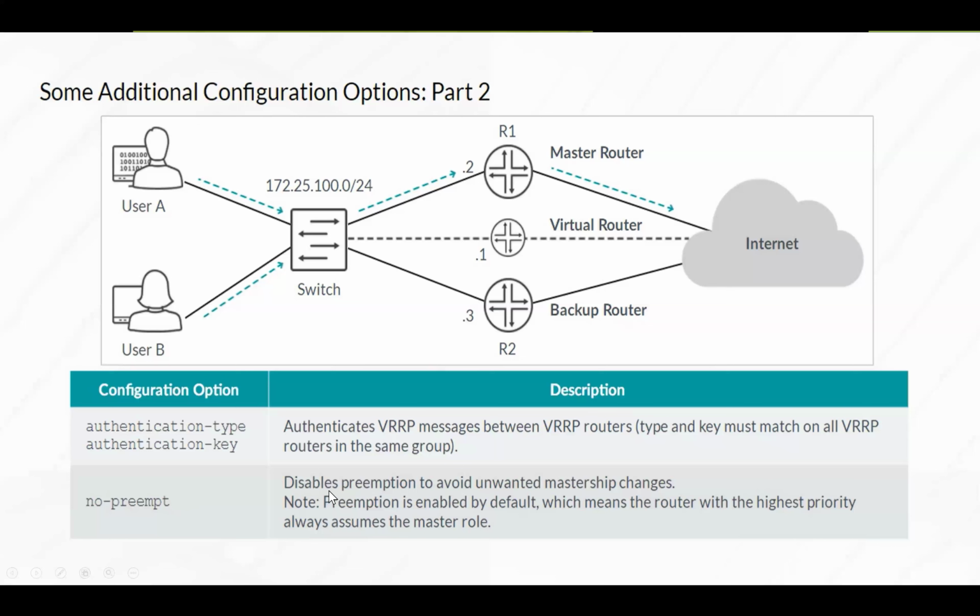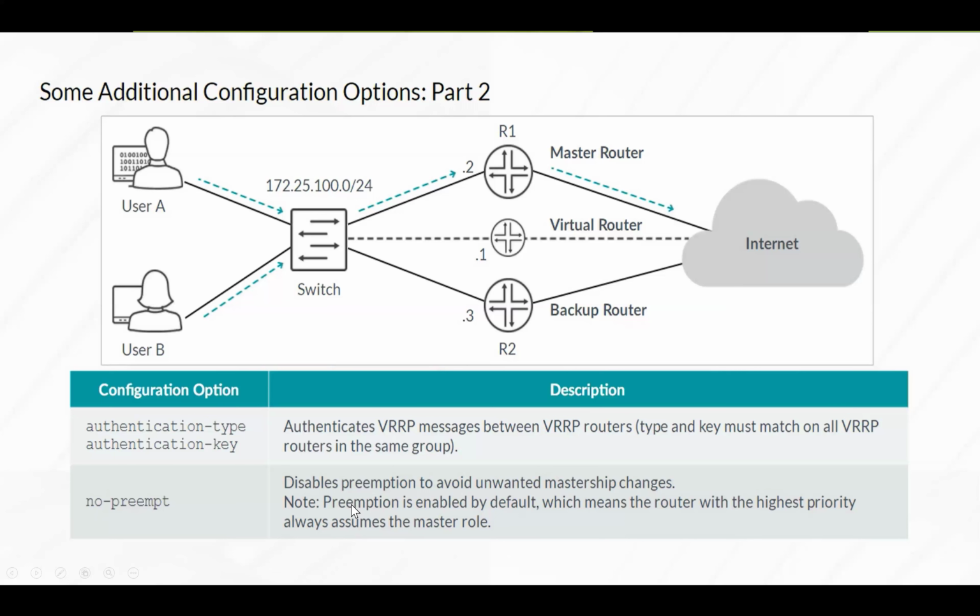No preempt: disable preemption to avoid unwanted mastership changes. If you configure no preempt, that means mastership does not change automatically. Consider the master router goes down. In that case, the backup router will be the master router, and all traffic goes through router 2. If master router 1 comes back up, the mastership will not automatically transfer to router 1 if you configure no preempt.